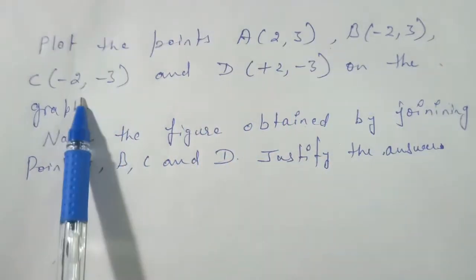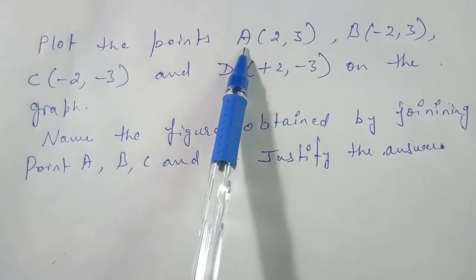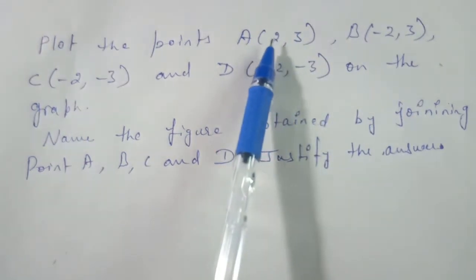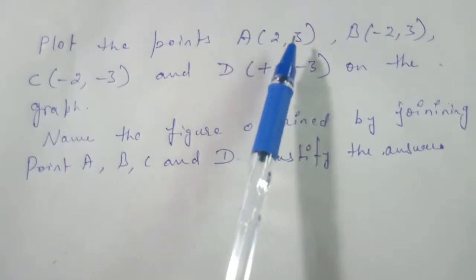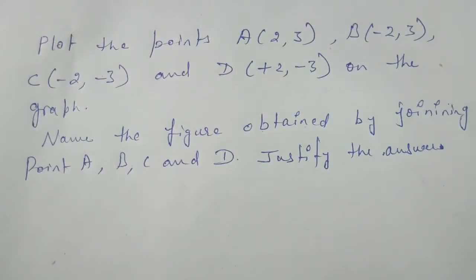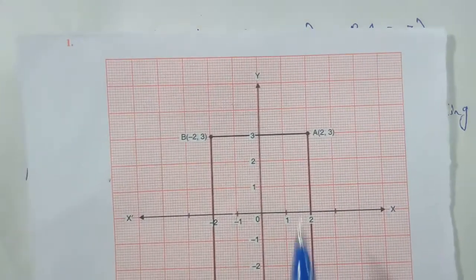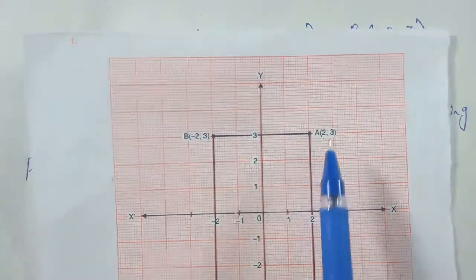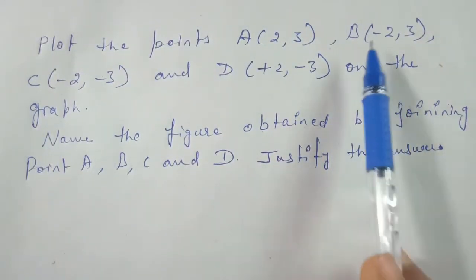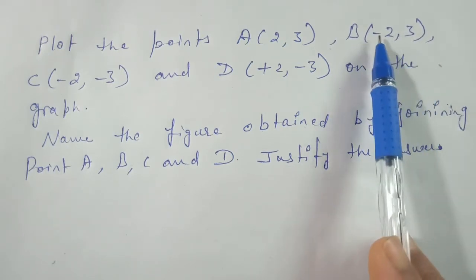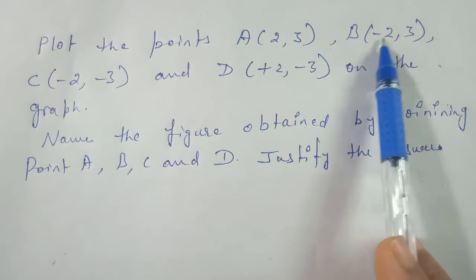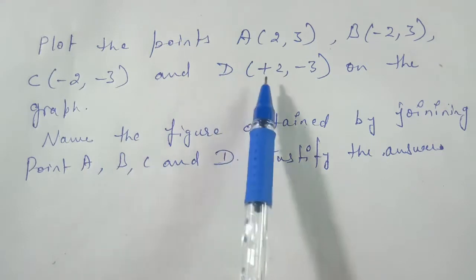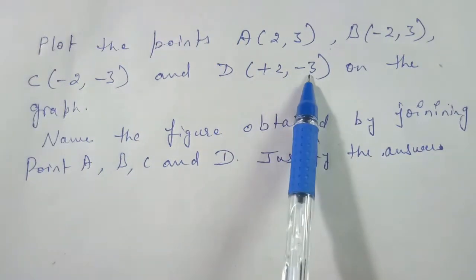So we have 4 points. In the first point A, both the values are positive. So we know that according to the graph paper, it lies in the first quadrant. Here we have to plot the first point (2, 3). Then next B (-2, 3). This is negative and positive, and we know that negative positive means second quadrant. C (-2, -3) is in the third quadrant. D (+2, -3) will lie in the fourth quadrant.